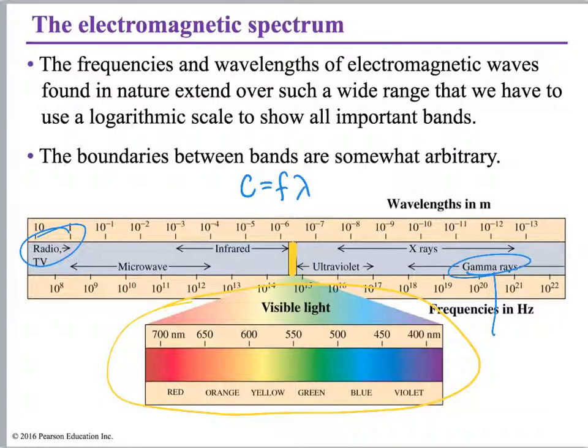So it turns out that gamma rays and infrared rays and microwaves really have the same origin as the light that we can see. It's just that our eyes can't detect it.